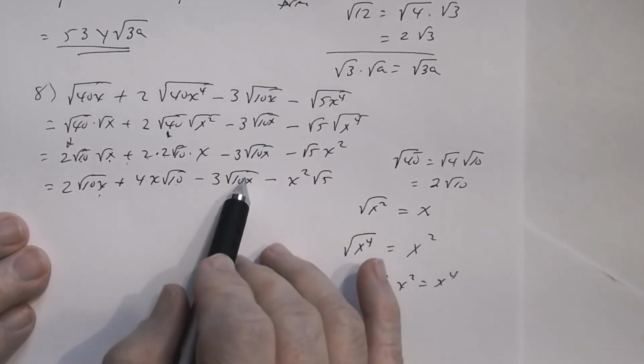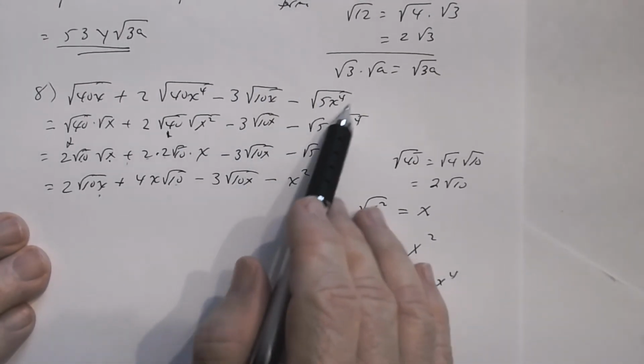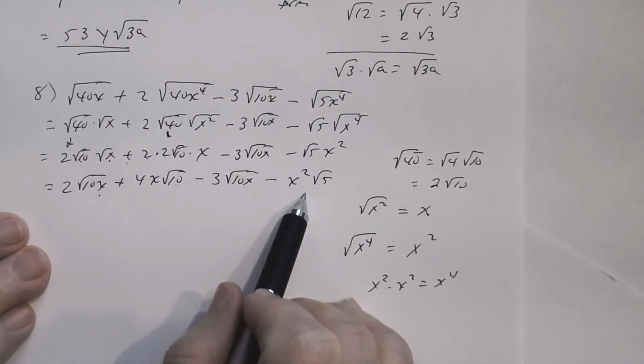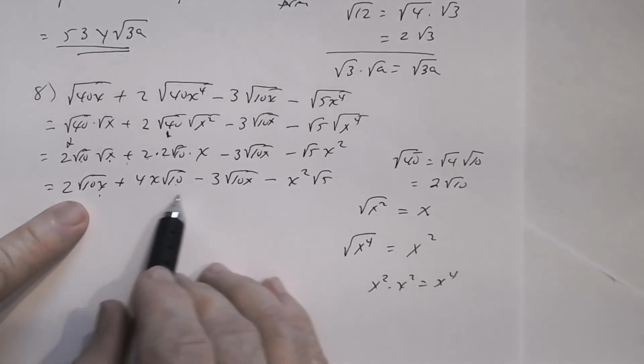This stayed the same throughout because I could not simplify any of that. I could not simplify this any further. This term becomes this. Okay? Now, which ones are like terms, if any? Let's see. Okay, so I found it.